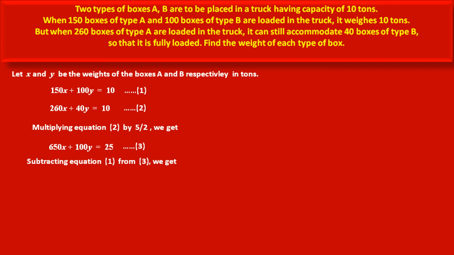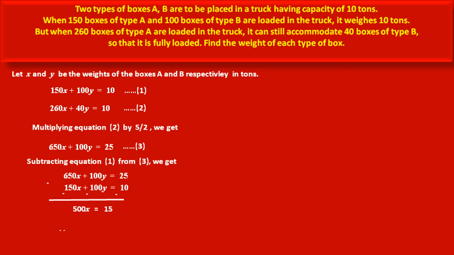So subtracting equation 1 from 3, as the coefficients of equation 3 are greater. So equation 3, 650x plus 100y is equal to 25, minus equation 1, 150x plus 100y is equal to 10. Subtracting the corresponding terms, we get 650x minus 150x, that is 500x, is equal to, the y terms eliminate, meaning they cancel each other, the right hand side 25 minus 10, that is 15.